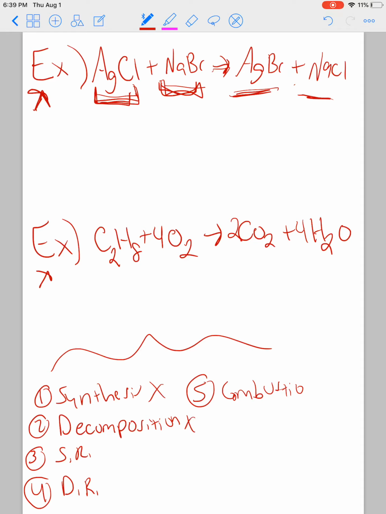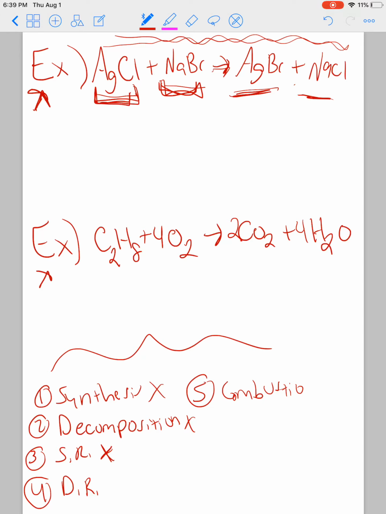So that's out. Single replacement is when one single element reacts with a compound to give you a new single element and a new compound. I don't have a single element in this equation whatsoever. No single element in this equation whatsoever. Okay, so it's definitely not single replacement. Okay, the word single should give it away.